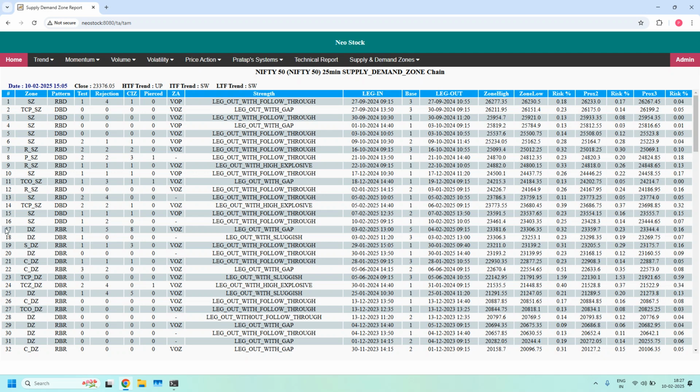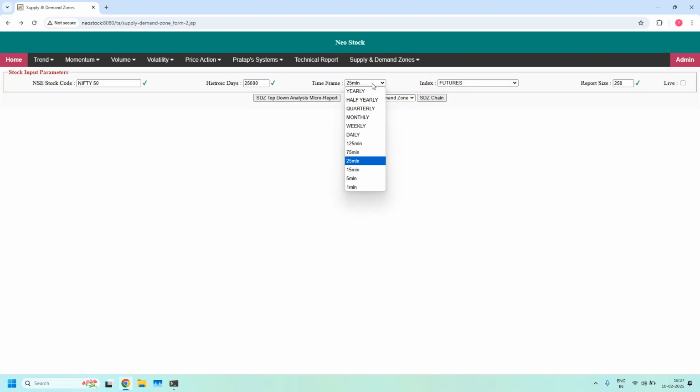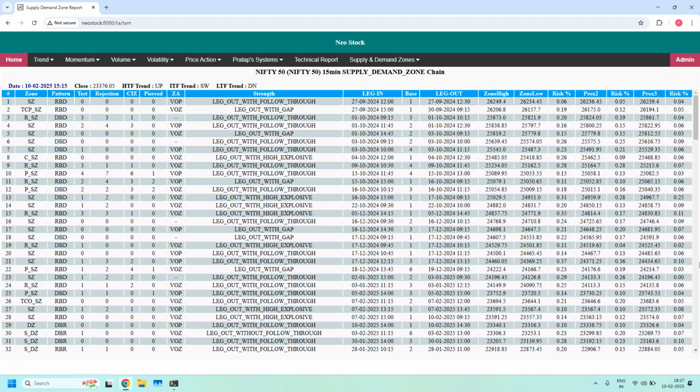Nearest demand zone for the closing price is 17. Nearest supply zone is 16th. Okay, next, 15 minutes supply demand zone chain for Nifty. Nearest closing demand zone to the current price is 29th. Let me put it in the center by scrolling the list down.